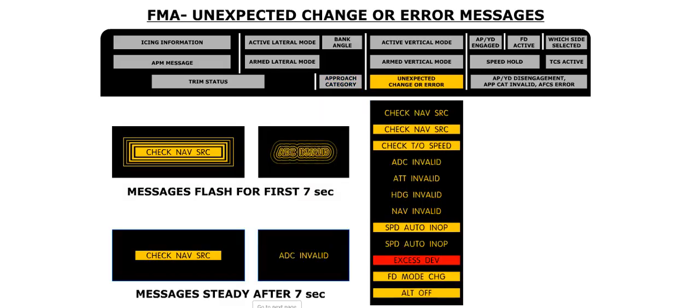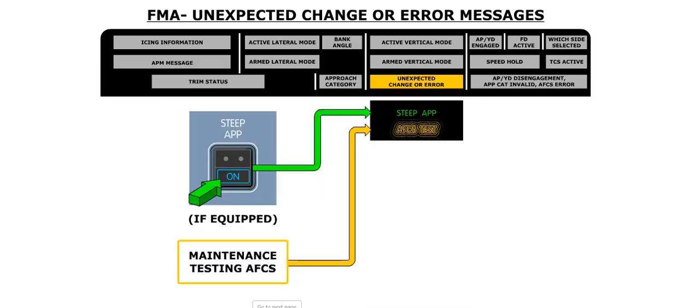Row 3 in column 3 of the FMA shows messages associated with unexpected mode changes, or problems with navigation parameters. These messages flash for 7 seconds when they first appear. 2 more messages can appear on this line. The green steep approach message is displayed when the steep approach mode is selected. A flashing amber AFCS test message flashes when maintenance is testing the AFCS.